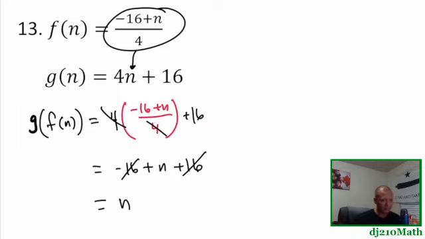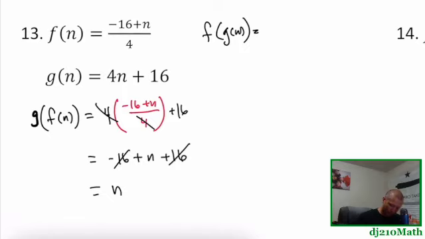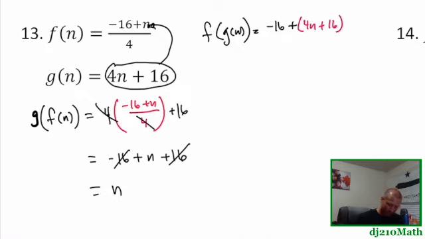All right, so right now this looks promising. But we can't assume that the other way is going to work out. We have to show it. So f of g of n, I guess we could have started there. This is going to be g inputted or composed into f. So we have negative 16 plus n, but in our case, is 4n plus 16, all over 4.